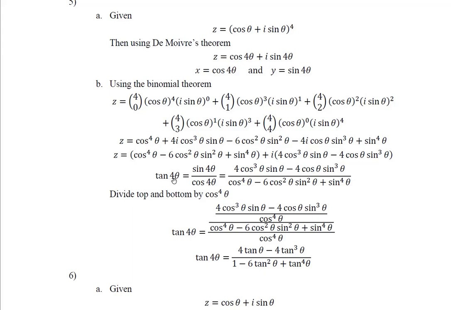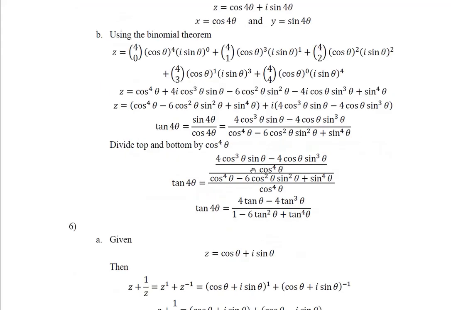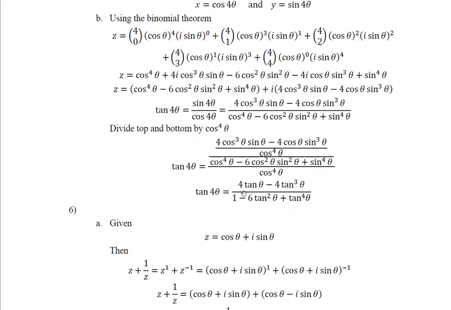To get tan 4 theta, we take sin 4 theta and divide it by cos 4 theta. We then divide the top and bottom by cos to the 4th power theta and reduce it to get 4 tan theta minus 4 tan cubed theta over 1 minus 6 tan squared theta plus tan 4 theta.